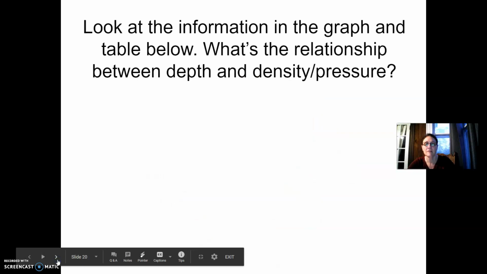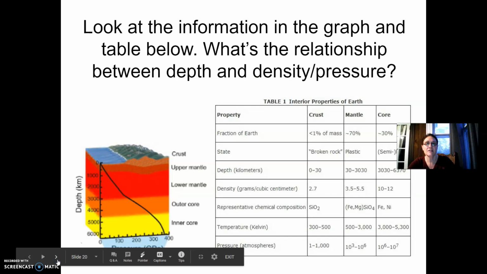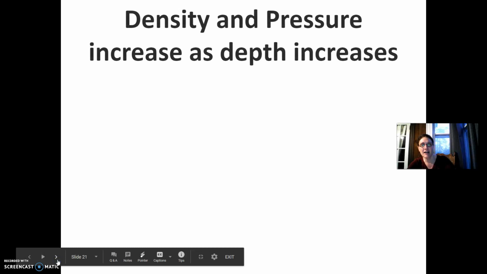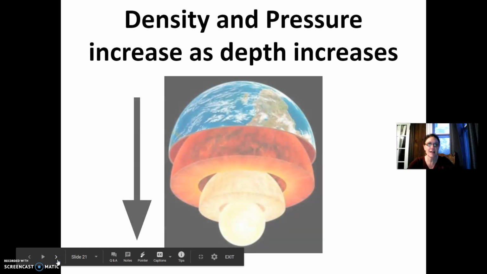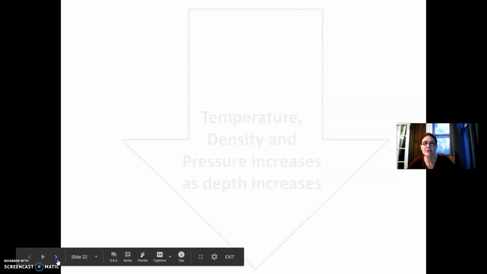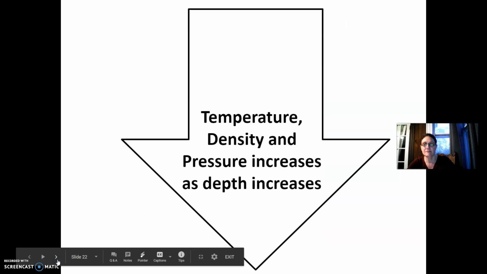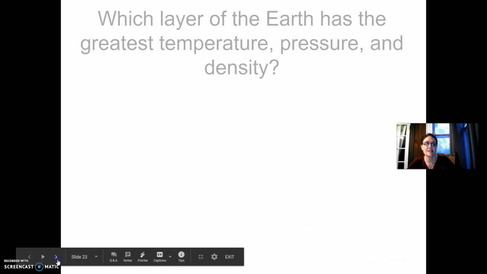Look at the information in the graph and table below. What's the relationship between depth and density and pressure? Right. As you get deeper, density and pressure also increase. Good job, guys. I know you were thinking like that. Density and pressure increase as depth increases. Temperature, density, and pressure increase as depth increases.